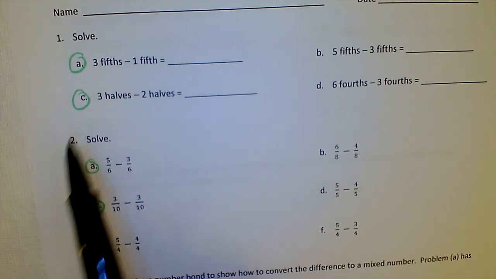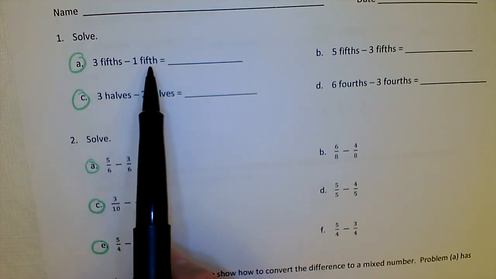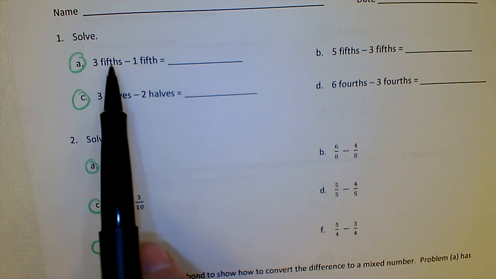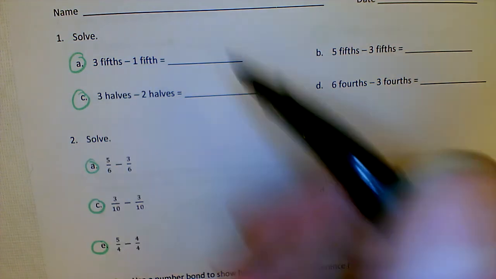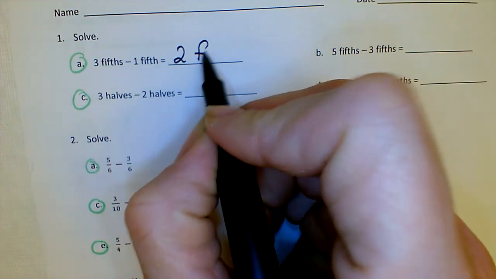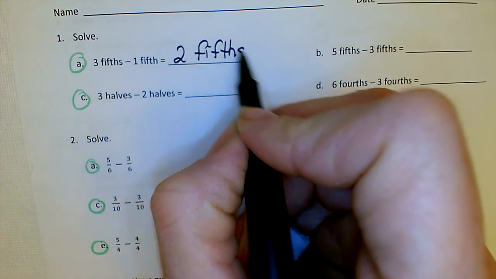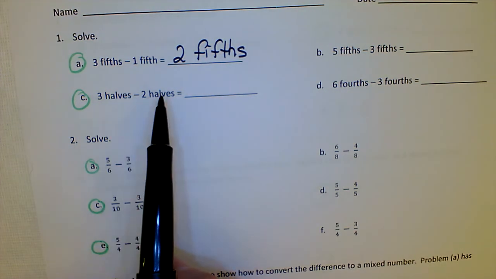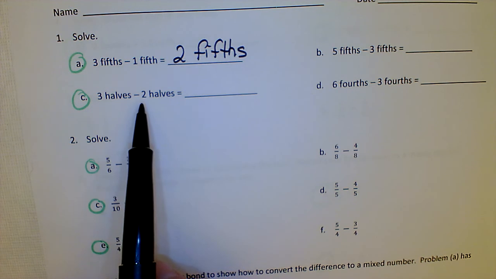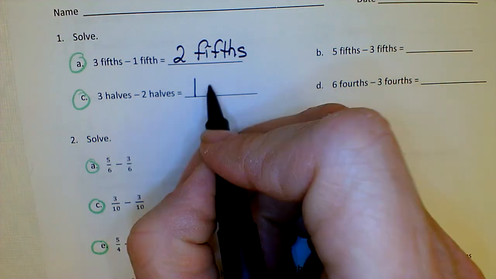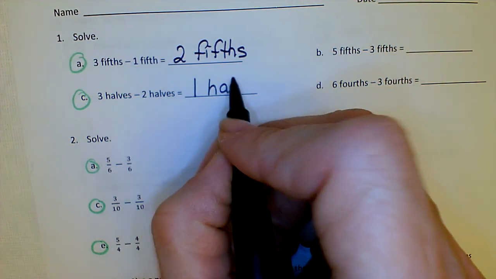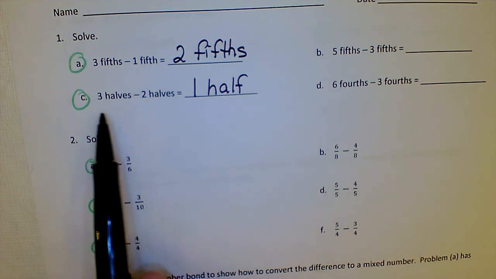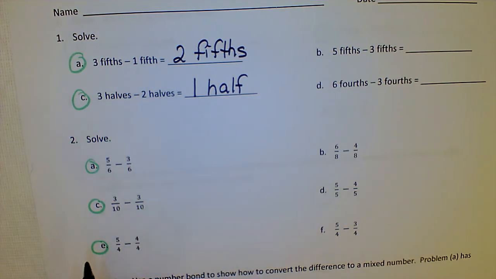So over here, the first problem says 3/5 minus 1/5. And the point that they're making here is that this is just a label, fifths. So 3 of these minus 1 of these. Well, 3 minus 1 leaves me with 2/5. Similarly, if I have 3 halves minus 2 halves, so 3 of those minus 2 of those leaves me 1/2. So 3 minus 2 is 1, so 3 halves minus 2 halves is 1 half.